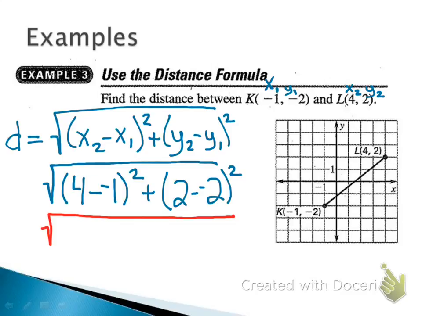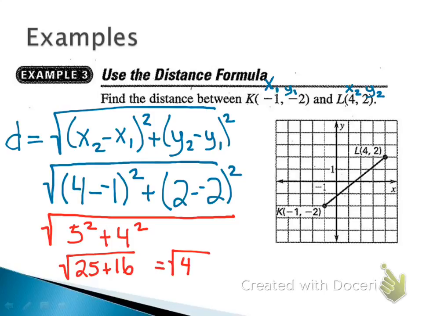What is 4 minus -1? Right. So it's just 5. So this is going to be 5 squared. Plus, what do I get back here? 4. Yeah, 4 squared. What is 5 squared? What is 4 squared? 8. That is the square root of 41.